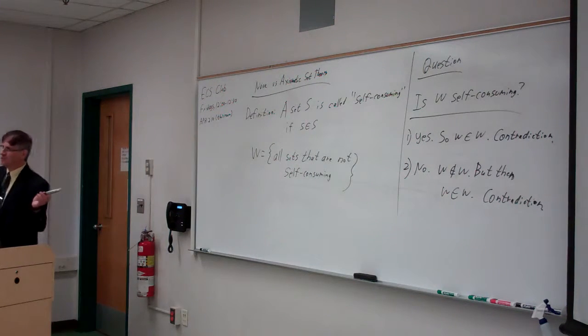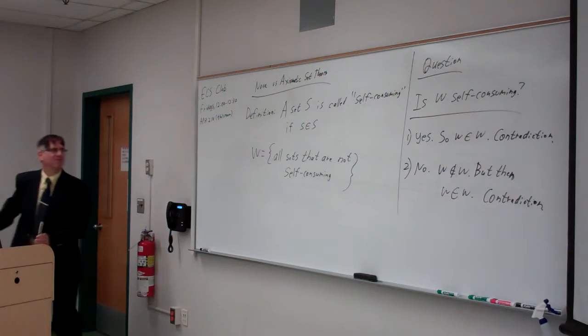If this statement is true, we get a contradiction. If this statement is false, we get a contradiction. So is it true or false? So is that a proof that it doesn't exist? Possibly. But we don't know yet if W itself is self-consuming. If we could prove from this that there's no such thing as a self-consuming set, then we've got our answer.